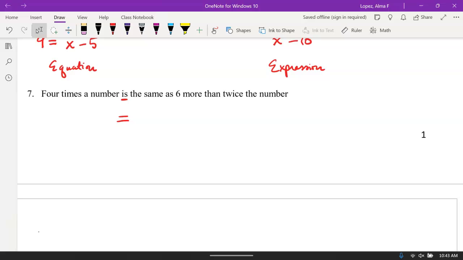4 times a number. Well, how do you do 4 times a number? I multiply 4 times x, which is that number we don't know, is the same as. Okay, that's definitely our equal. And here's the second statement. 6 more than twice a number. Well, if it's going to be 6 more than something, it's going to be bigger by 6, isn't it? Twice a number is what it's 6 more than. Twice a number is 2x. And that is definitely an equation with that equal sign sitting there.